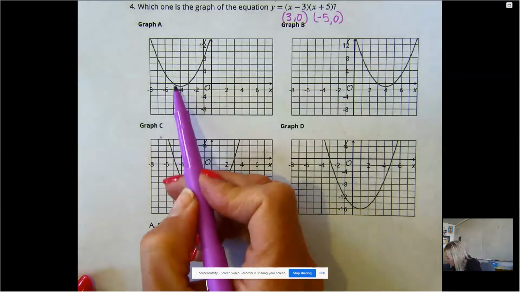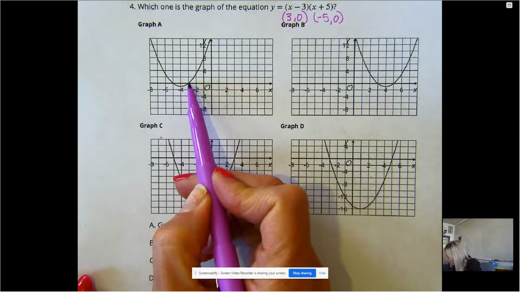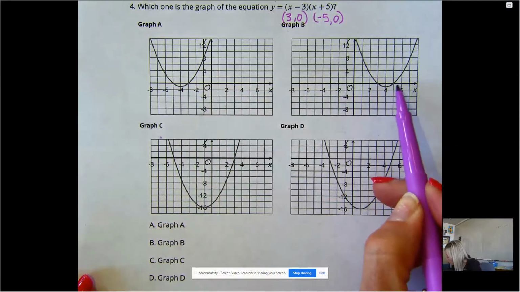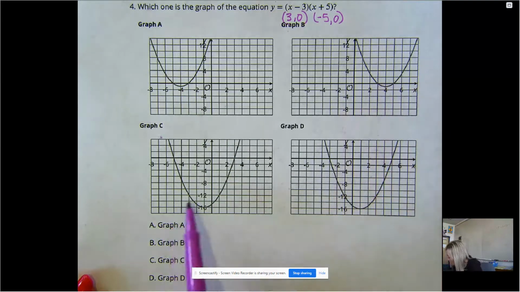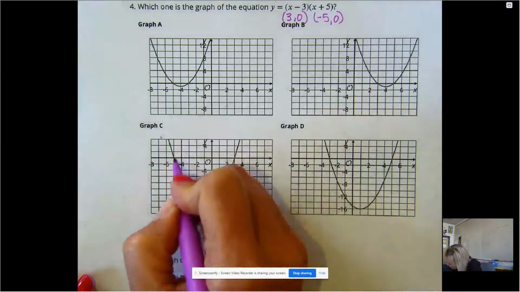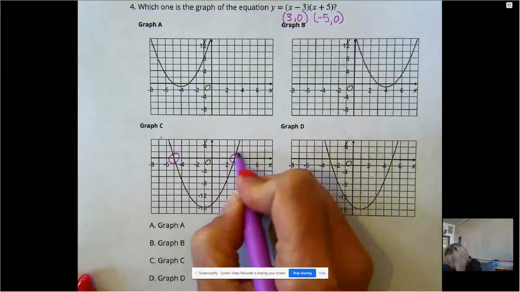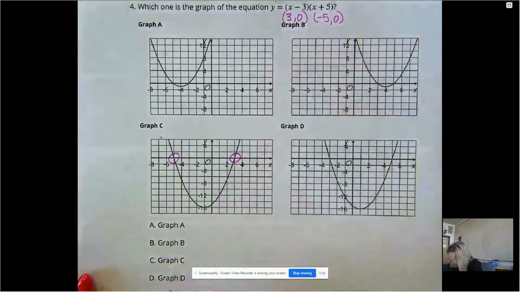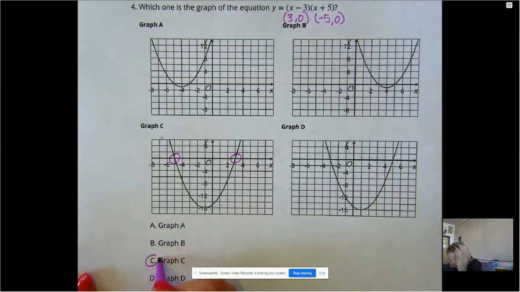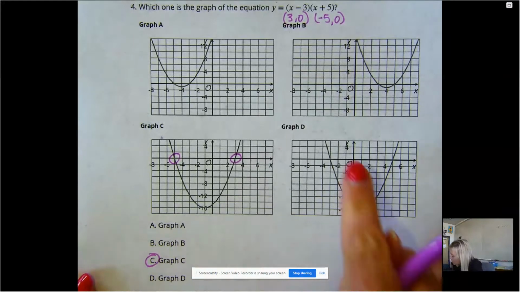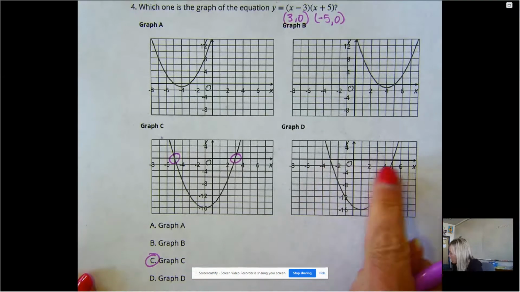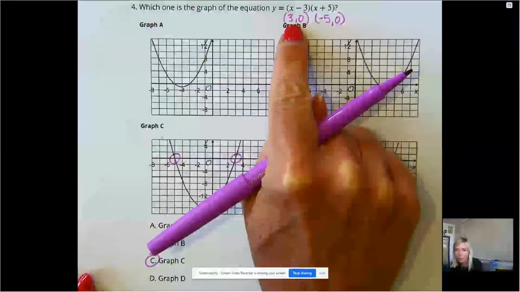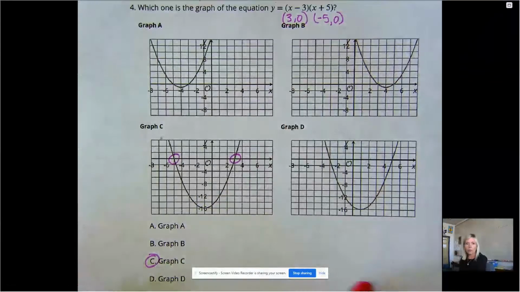So this has -5 and -3, so not A. 3 and 5, so not B. -5 here and +3 here. So that tells me this is going to be graph C. And then graph D is just the opposite. The 3 is negative and the 5 is positive, and that's not what we were looking for.